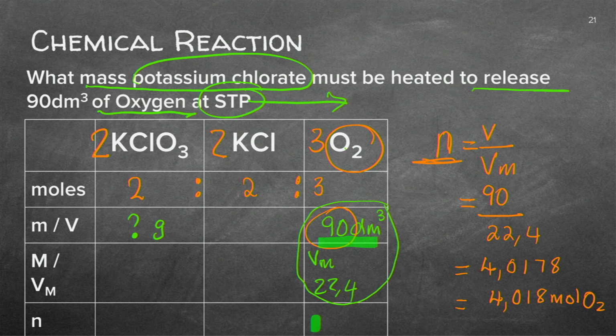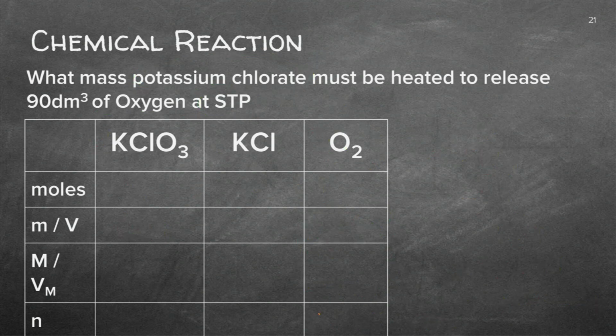So now I know that I formed 4.018 mole of oxygen. What did they ask me? What is this mass? Now I'm going to delete this and we are going to do the next calculation. So I've got 4.018 mole here, which was the 90 cubic decimeters. I again know it is a ratio of 2 to 3. I want this mass. So I first have to find this mole here. How do I find that? Well, you go from there to there.